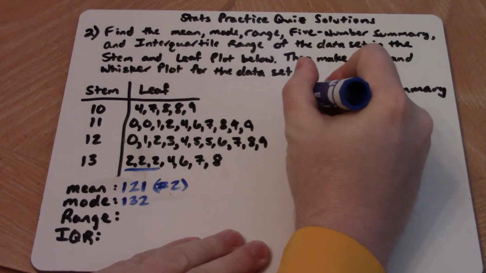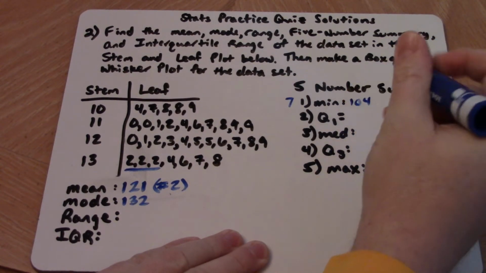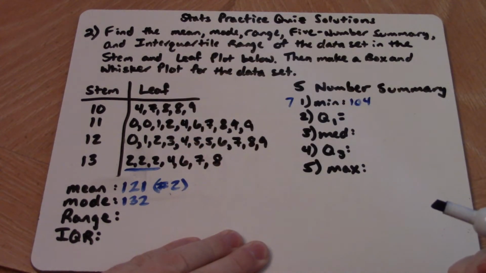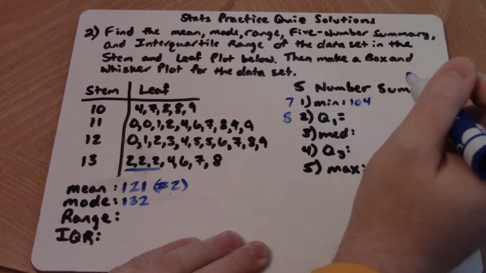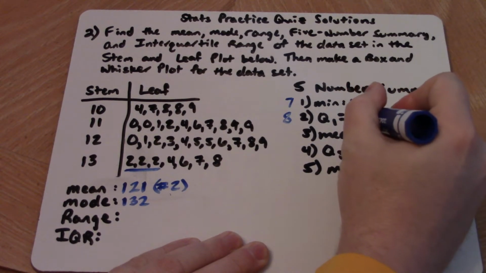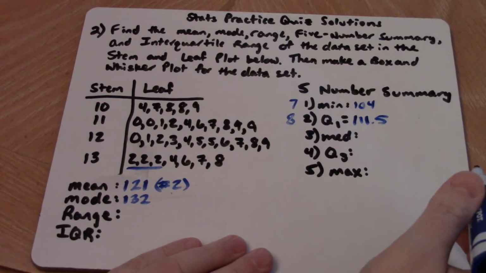The minimum is number 7. That is listed as being 104, which again, you should be able to just look and see that the minimum is 104. Number 8 is the lower quartile, or Q1. It is listed as being 111.5. The median is number 9.